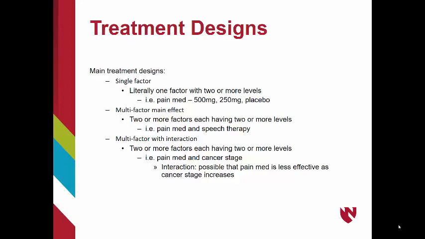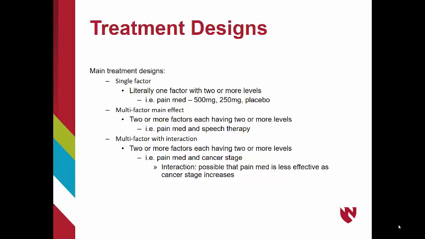Another example would be a pain medication, 500 milligrams, 250 milligrams, and placebo, but all the same pain med, just different dosages. We could do a multi-factor main effect, where we're looking at 2 or more factors having 2 or more levels. So I could look at pain medication and, say, speech therapy types, and then I can do what's known as a multi-factor with an interaction. And what an interaction says is that, let's say, in this case, we're using pain med and cancer stage.